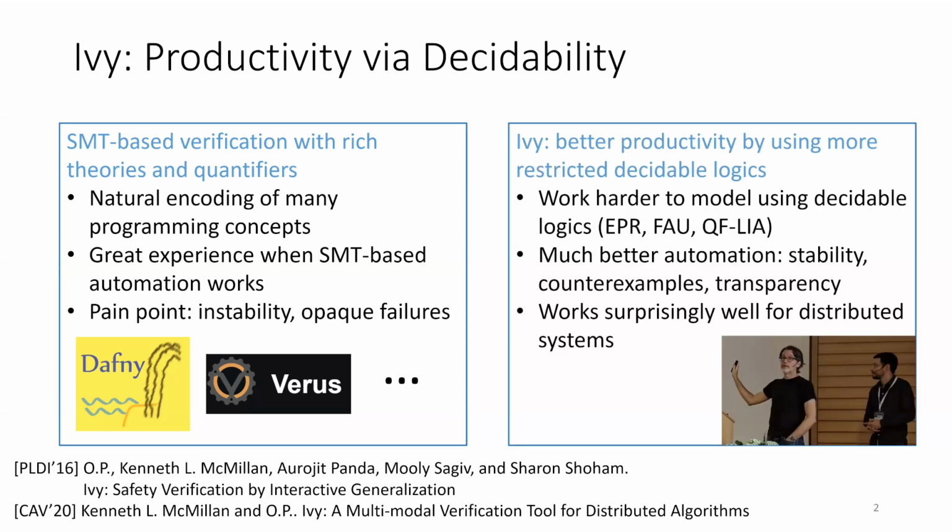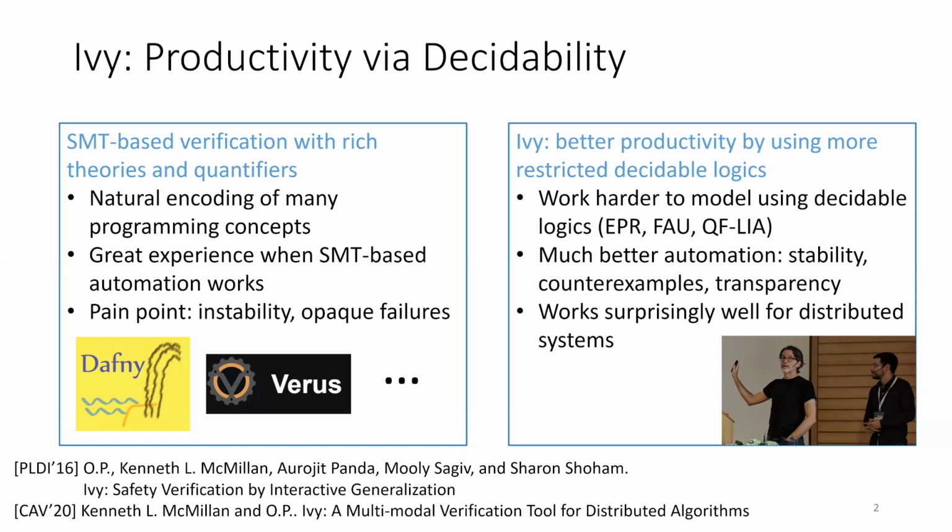And the idea with Ivy, which really came from Ken, is to make us work a little harder to model the system in a decidable logic, and it could be EPR or a few other logics. And then we get much better automation. We get stability, and we get counterexamples, and we get transparency from failures. And this really went a long way.